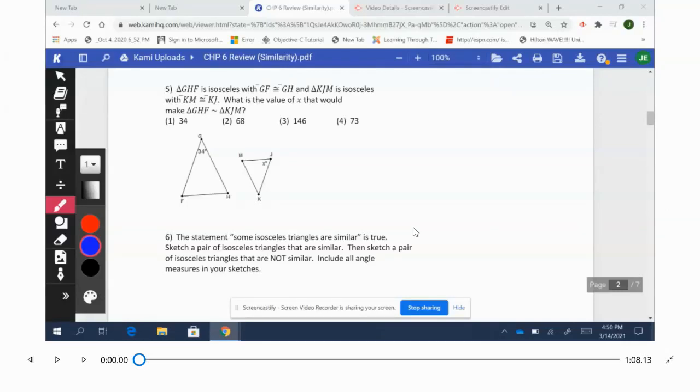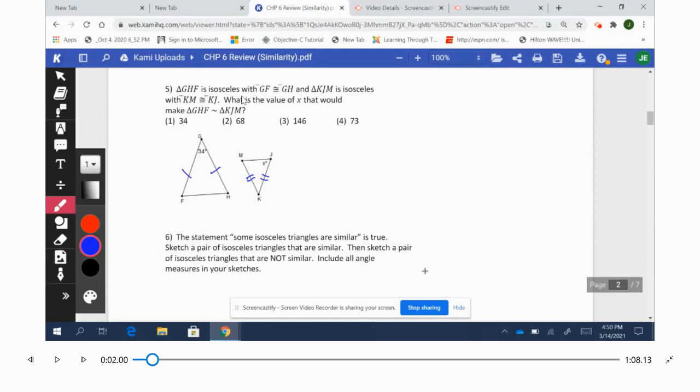Okay, Chapter 6 review, page 2. So we have number 5 here. Both of these are isosceles triangles, and they're telling us which sides are congruent. So mark the diagrams appropriately. What they're giving us in this bigger triangle is the vertex angle.